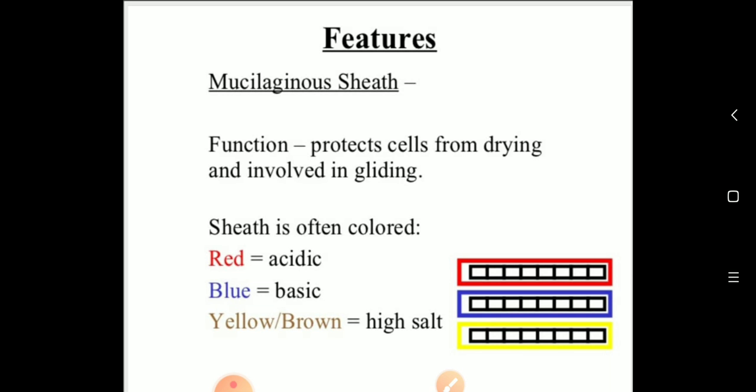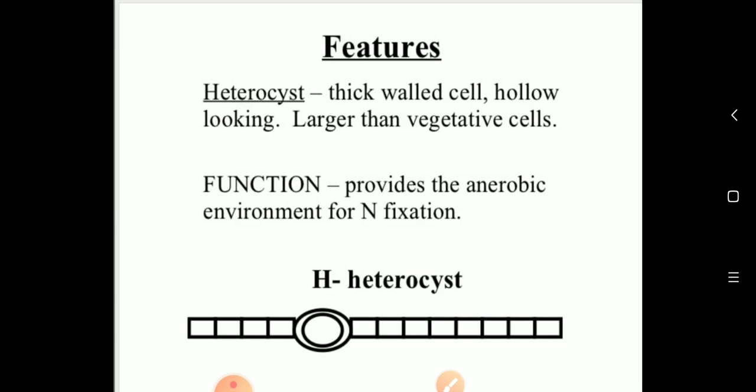They have different colors in different environments. If the environment is acidic in nature, then the mucilaginous sheath becomes red in color. If it's basic, then the sheath becomes blue. Or when high salt is present in the environment, then the sheath becomes yellow or brown in color.